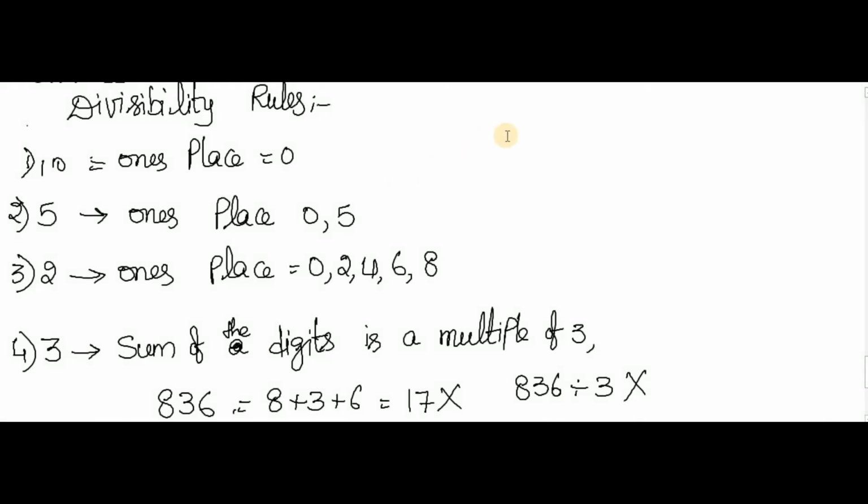The divisibility rule of 10 is that if the ones place is 0, then the number is divisible by 10. In the same way, if the ones digit is either 0 or 5, then the whole number is divisible by 5. If the last digit is an even number, that is, the number ends with 0, 2, 4, 6 or 8, then the number is divisible by 2. The divisibility rule of 3 is that if you add the digits and the answer is a multiple of 3, then the number is divisible by 3. Okay.